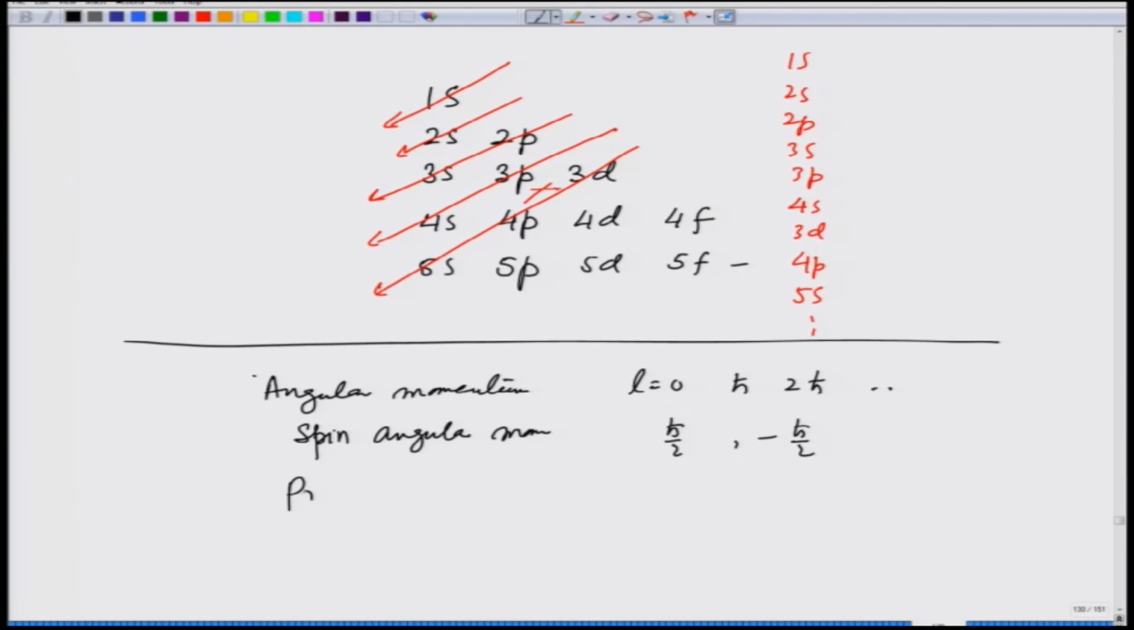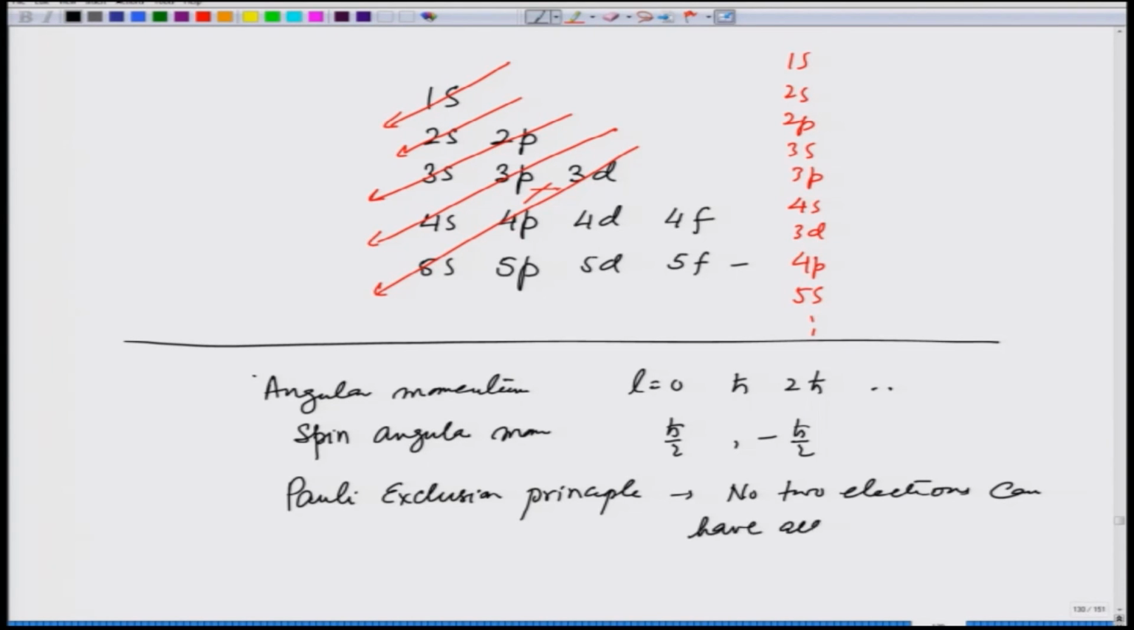And then we have the Pauli exclusion principle, that no two electrons can have all quantum numbers the same. And with this, I conclude this lecture.